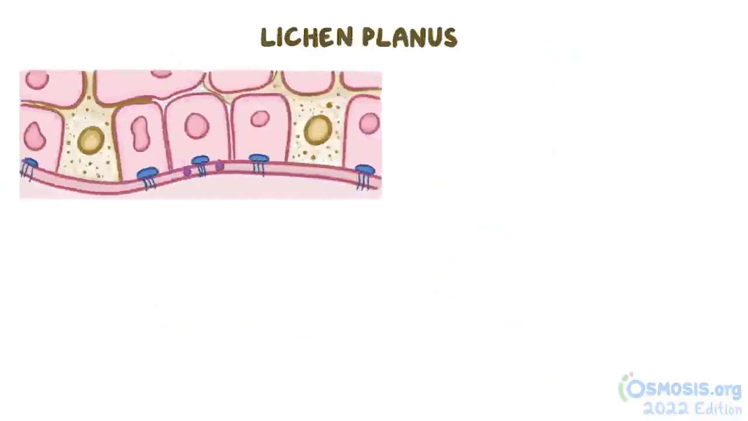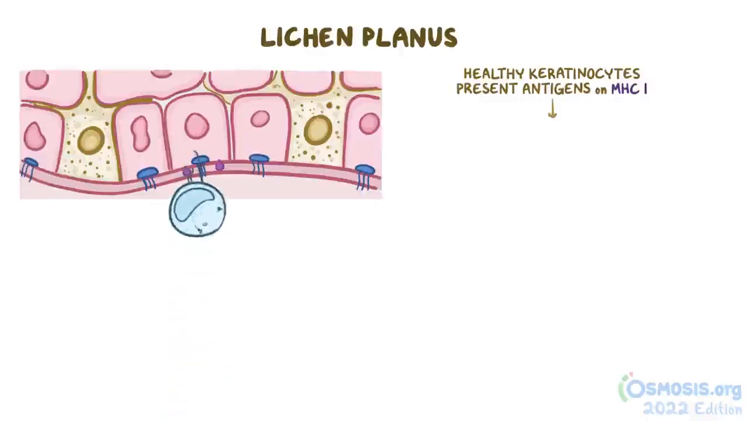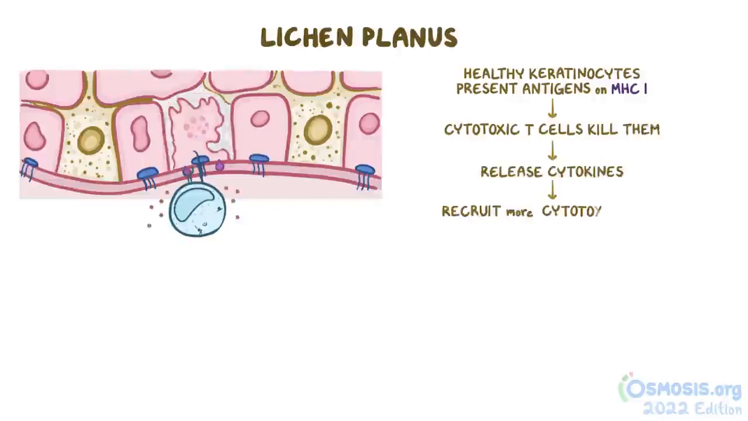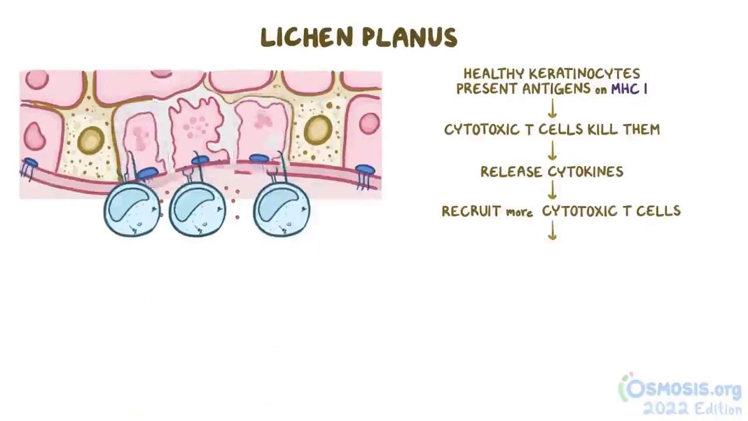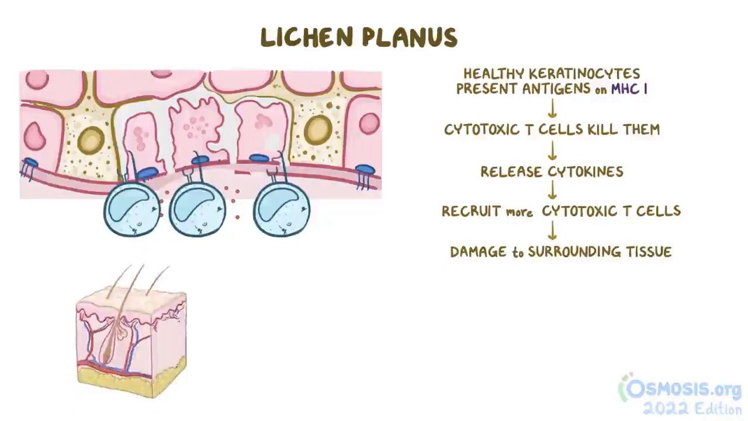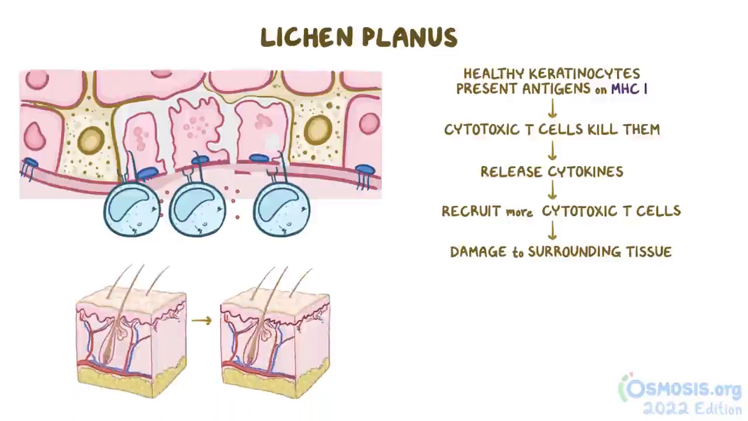In lichen planus, some healthy, non-infected keratinocytes start presenting antigens on MHC1 molecules, and it's unclear why they do that. This antigen presentation on MHC1 molecules enables cytotoxic T cells to attack these keratinocytes and kill them. In killing the keratinocytes, these cytotoxic T cells also release cytokines, which recruit more cytotoxic T cells to the scene. That leads to more damage to the keratinocytes, as well as to the surrounding tissue in the basal lamina. That changes the shape of the dermo-epidermal junction. It goes from looking like smooth waves to being more angulated and sawtooth-shaped.